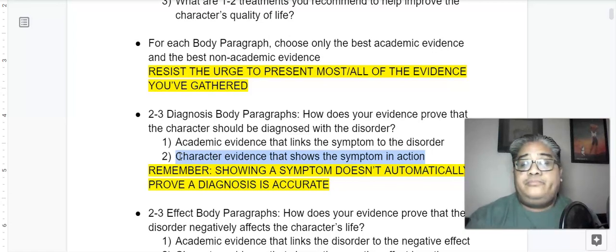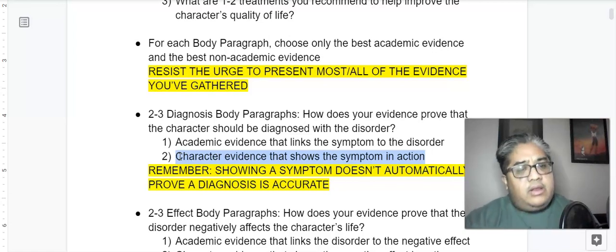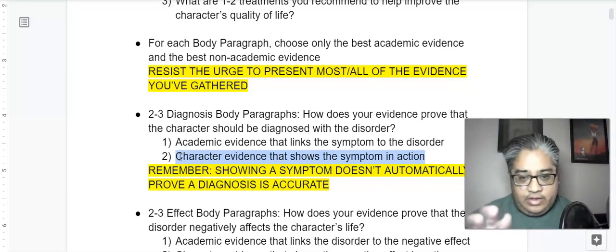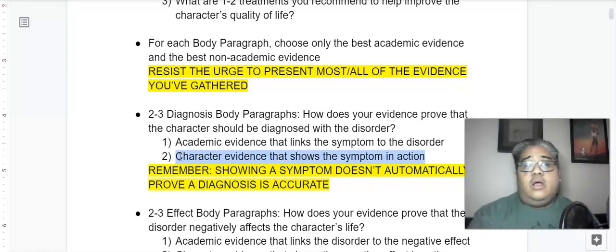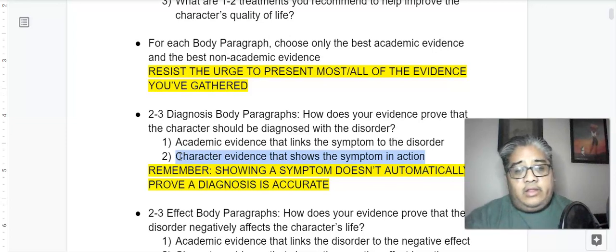And then just something to keep in mind as you are outlining your diagnosis body paragraphs, and I've highlighted it in yellow, and you can see it on the screen here in front of you, is when it comes time to write the paragraph, part of the explanation you'll need to give is how your evidence proves that the character should be diagnosed with a disorder. And I think the thing to keep in mind there is that just because somebody shows a symptom doesn't automatically prove that they should be diagnosed with a disorder.